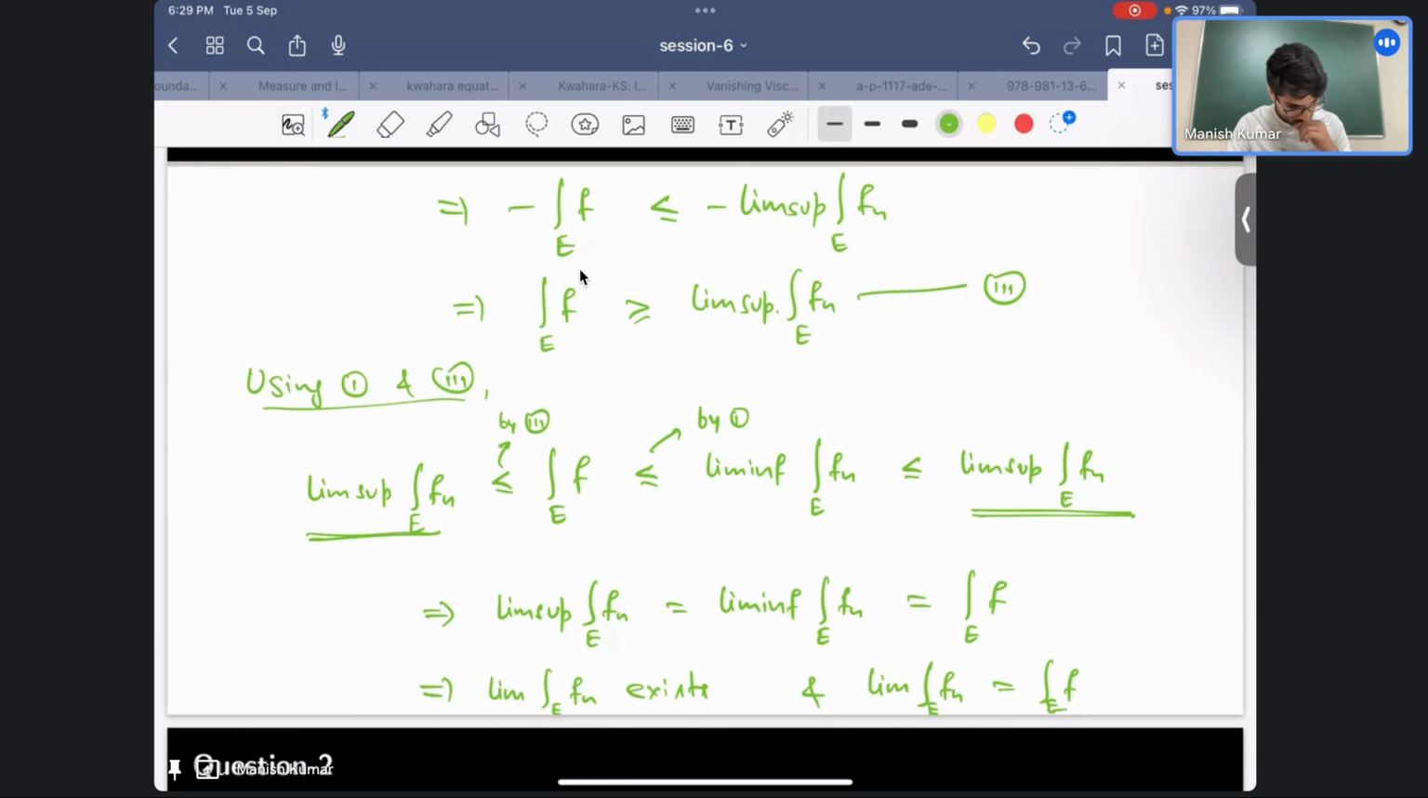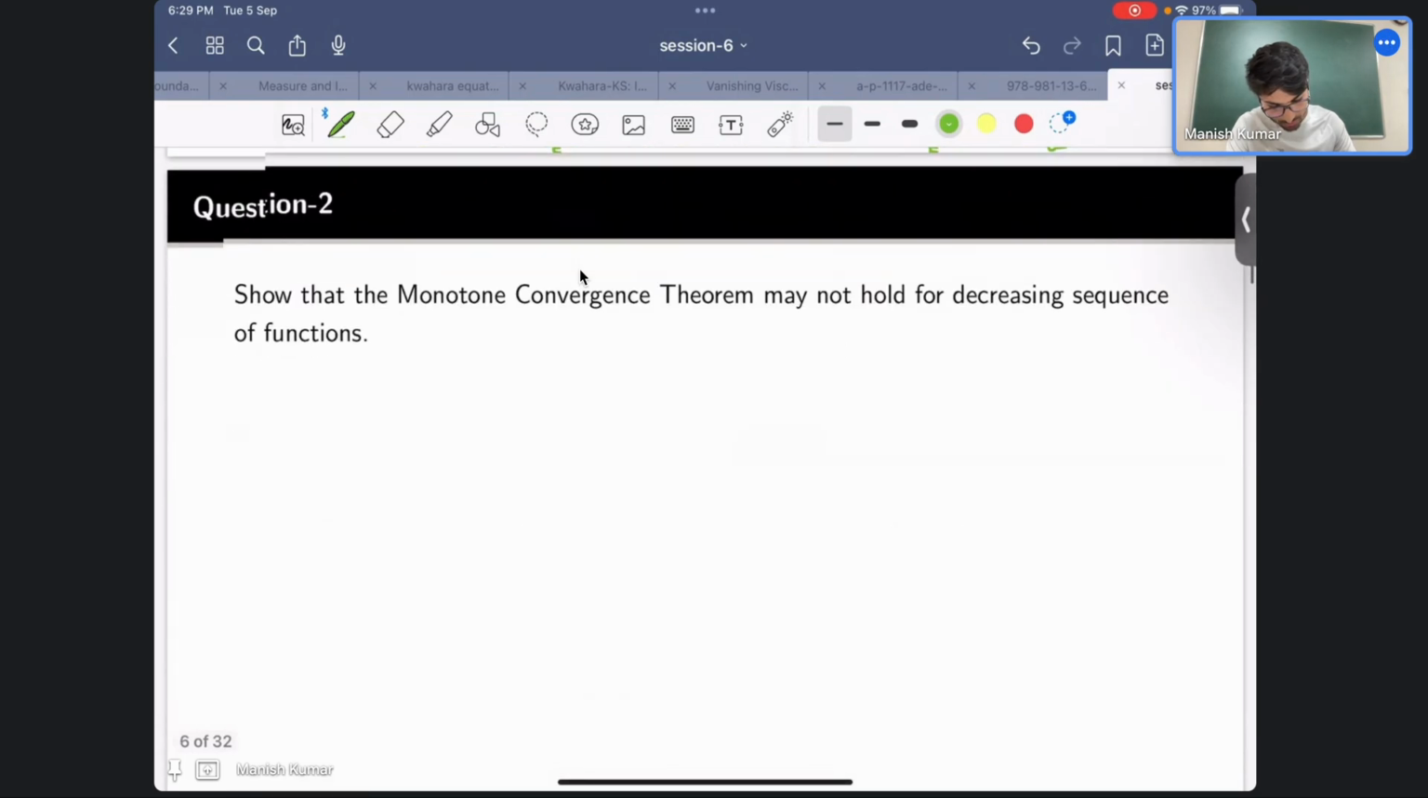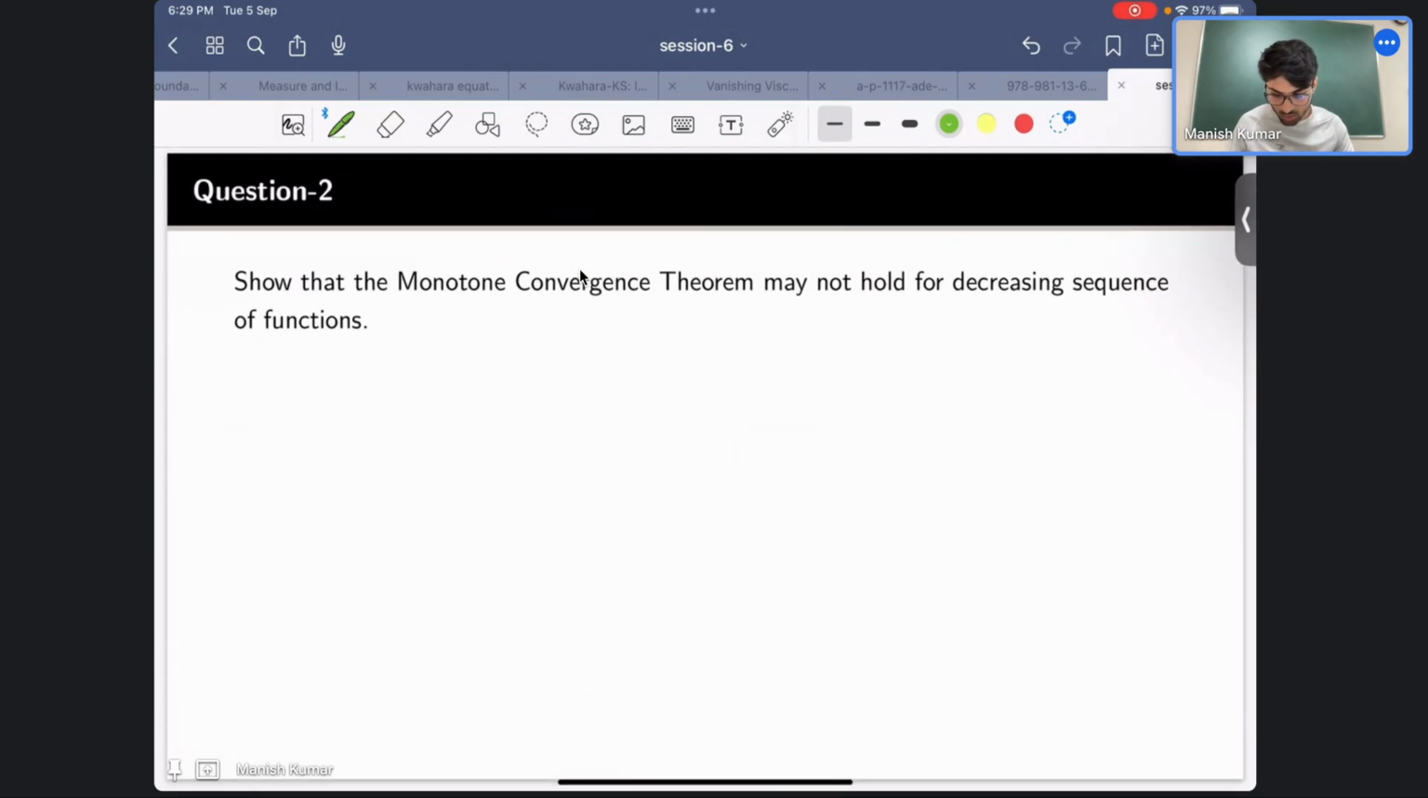Okay, so if there is no problem in this question, then let us proceed further. This question says that the monotone convergence theorem is true for increasing functions. You assume fn is increasing and non-negative, and fn converges to f. Then you said that the integral of fn converges to the integral of f. This is all you had.